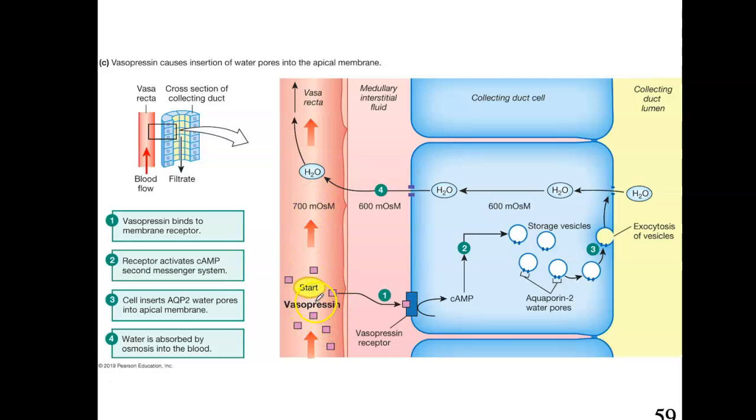So if we were to start here, we have vasopressin that would be circulating in the blood, correct? Because it's a hormone that you have released and now is circulating in the blood, and it needs to find a receptor that it's going to affect. So when it gets to this area of the kidney, step 1 here, it's going to bind to a membrane receptor on the cells of the collecting duct that are holding the filtrate. So here we are.